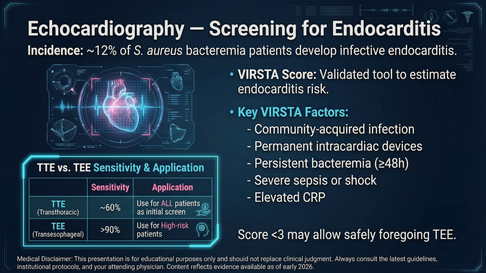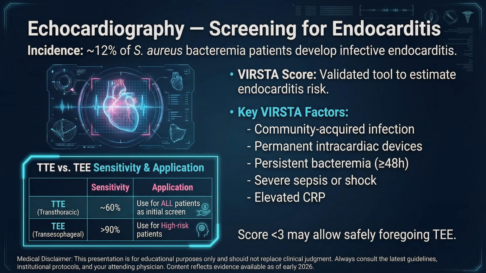A significant complication of Staphylococcus aureus bacteremia is infective endocarditis, which develops in approximately 12% of patients. We have two main tools: the transthoracic echocardiogram, or TTE, and the transesophageal echocardiogram, or TEE. The TTE is a good initial screen for all patients, but its sensitivity is only around 60%. The TEE is far more sensitive at greater than 90%, and it is indicated for high-risk patients.